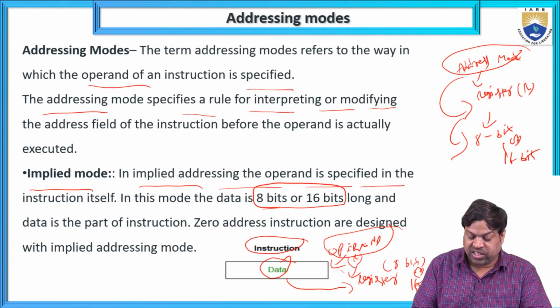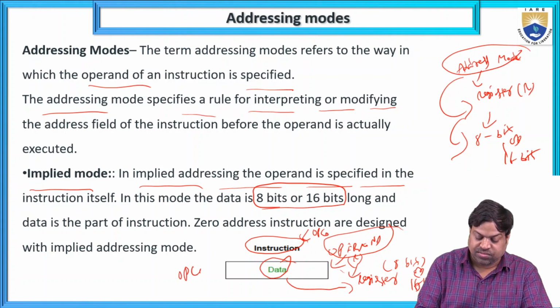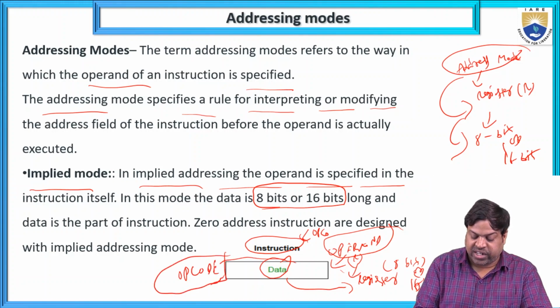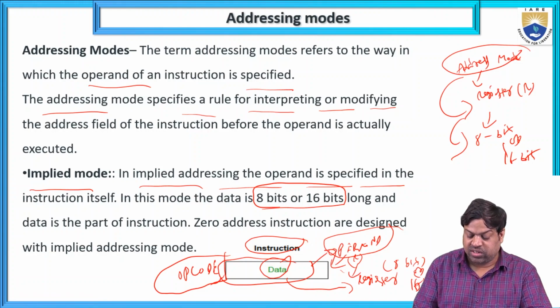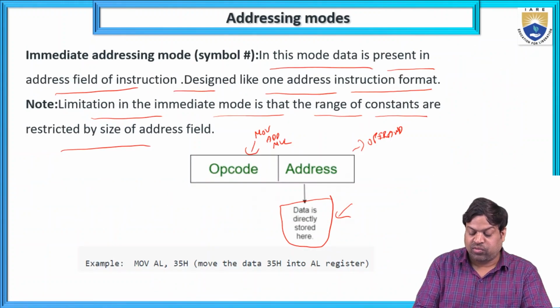So here the instruction is there. It is the opcode. In this instruction, the data is the operand. Yes, it is an operand. So in this operand, actually the address will be there, and in this address I define the data directly. Here also, in the form of address, I am defining the data directly. The data is directly stored here.